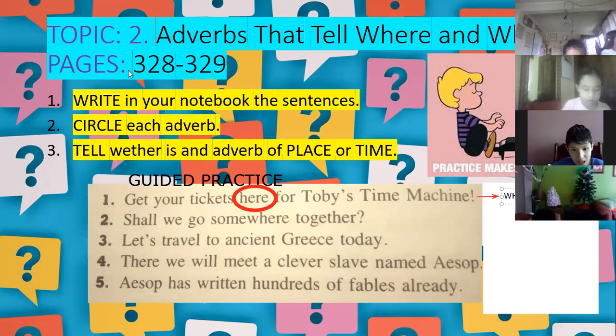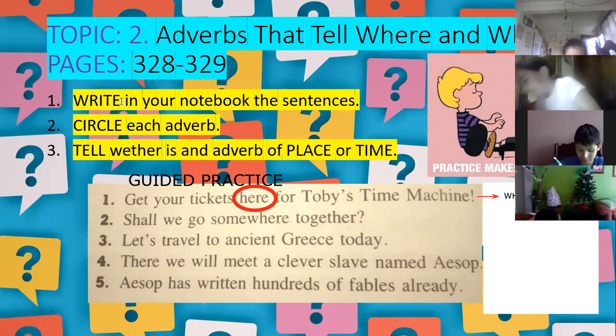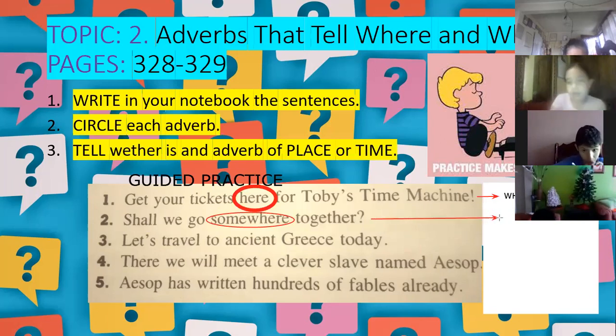Tell whether it is an adverb of place or time. So, where talks about place. The number two, shall we go somewhere together? What is the adverb? Somewhere. Yes, and somewhere also has the word where included. So we need to write where. I'm writing where here, but you can write the word where right after you finish that sentence. Usted la puede escribir ahí inmediatamente que usted terminó su oración. You write the word where.